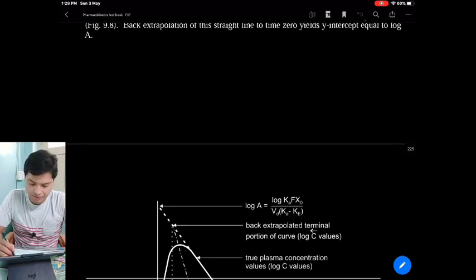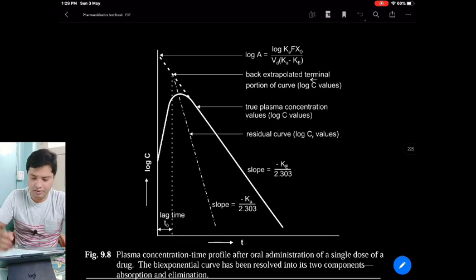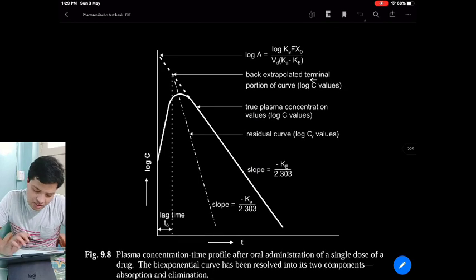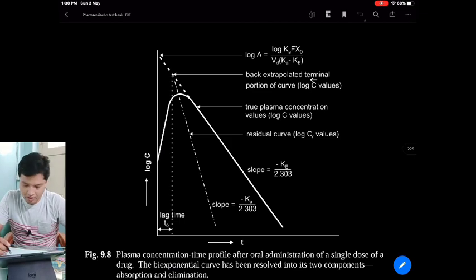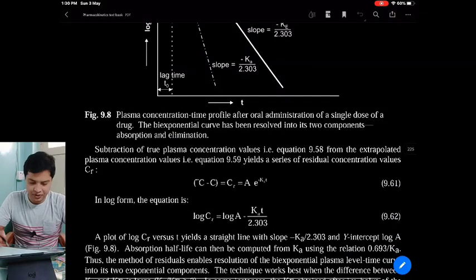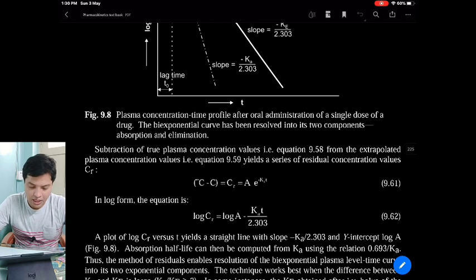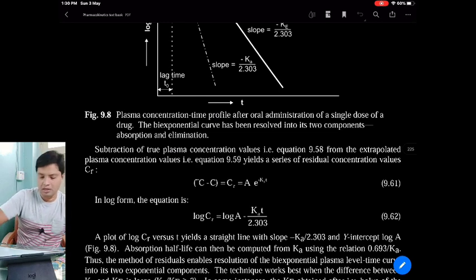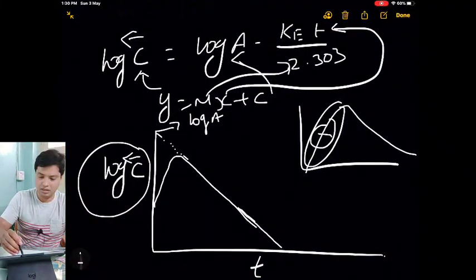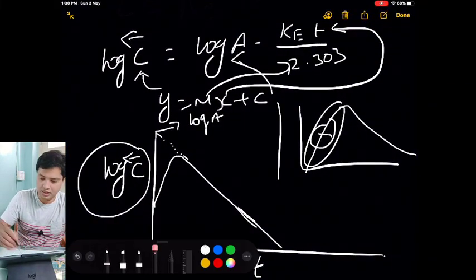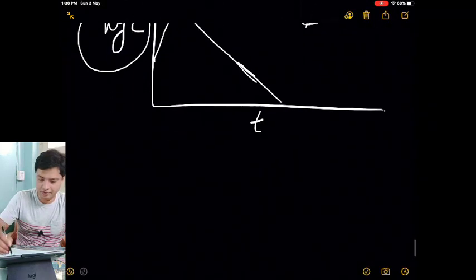Now this is how the equation looks. Here we have the residual curve and time lag. We try to determine both also. I will tell you how to determine that. Now what you have to do is subtract the true plasma concentration from the extrapolated plasma concentration. If you subtract the true plasma concentration from the extrapolated, what will we get? We will try to see here. What is the true plasma concentration? What is the extrapolated concentration?